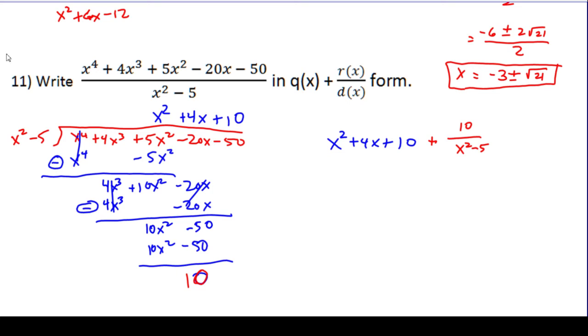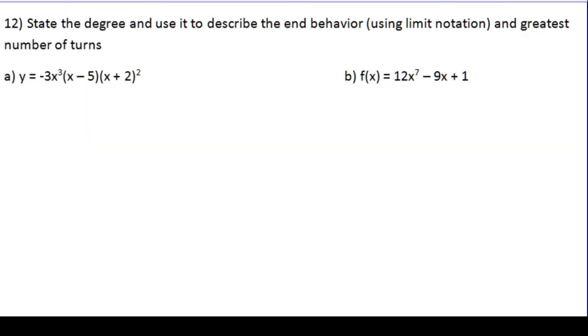Now that we're done with long division, let's take a look at some slightly more straightforward problems. Problem number 12 is asking us to state the degree of these two polynomials and to describe the end behavior, and they're specifically asking us to use limit notation. After we've done both of those, the last thing is they're saying state the greatest number of possible terms, which I think is the easiest of them. If you compare these side by side, when they're asking us for degree, this is probably the hardest part of this, or the most confusing part of it, I think.